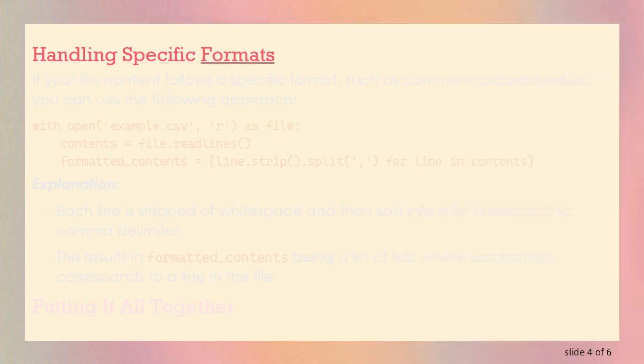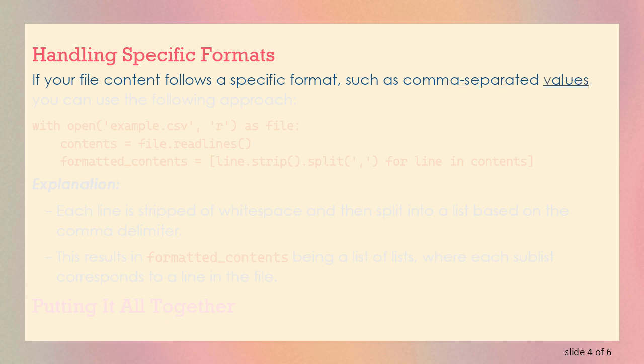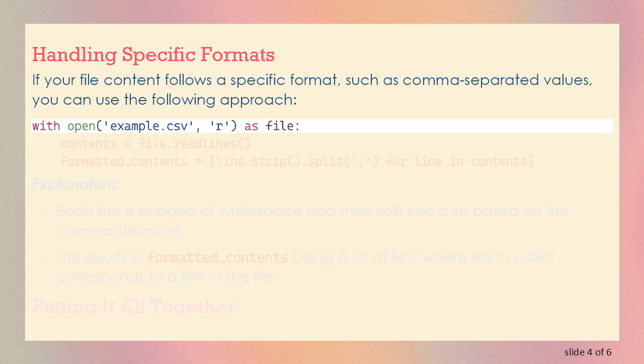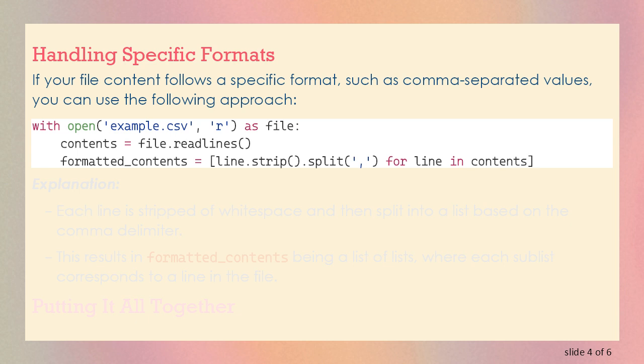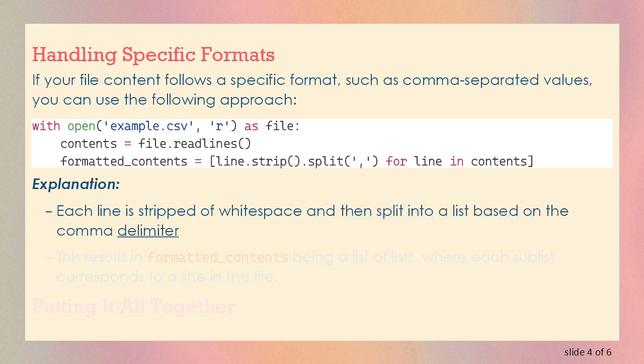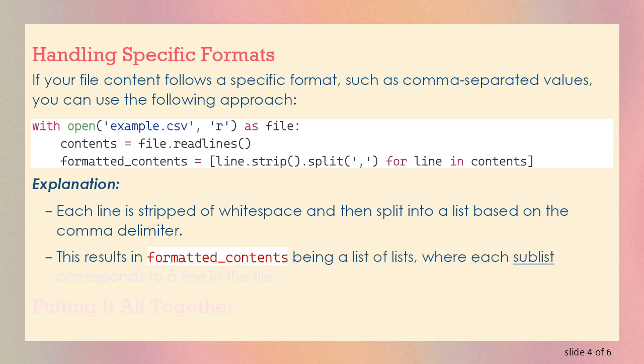Handling specific formats. If your file content follows a specific format, such as comma-separated values, you can use the following approach. Explanation. Each line is stripped of whitespace and then split into a list based on the comma delimiter. This results in formatted_contents being a list of lists, where each sublist corresponds to a line in the file.